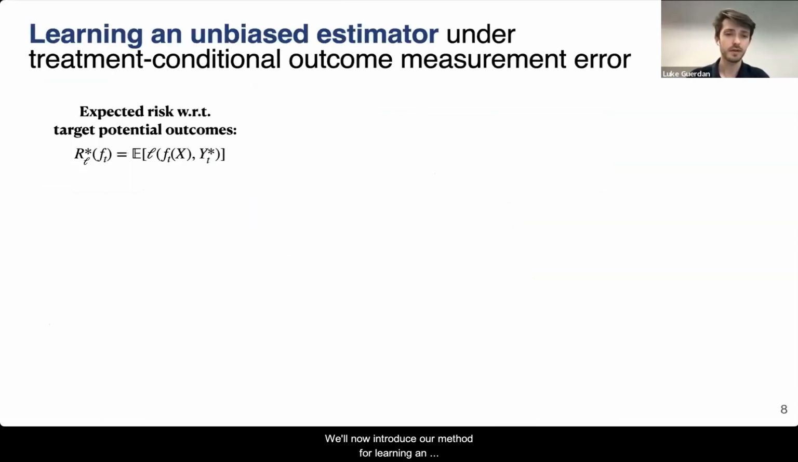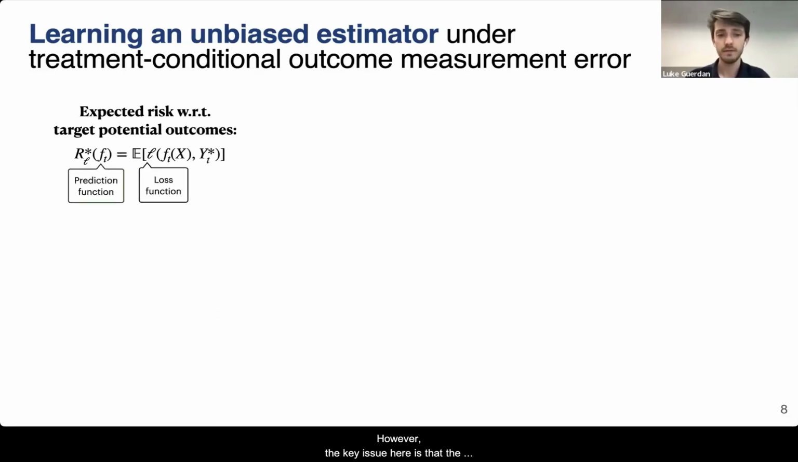We'll now introduce our method for learning an unbiased estimator for target potential outcomes, given observational data. Under the standard risk minimization paradigm, we'd like to minimize the expected risk over target potential outcomes, where f sub t is a prediction function and L is a loss. However, the key issue here is that the target outcomes that we're interested in minimizing risk over are unobserved.